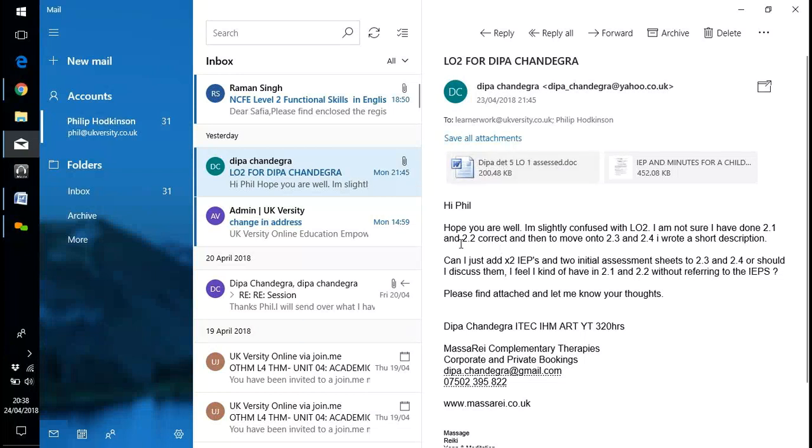But what you've got is slight confusion with LO2. I think we've covered that now. Are you okay with that? Yeah, I just want you to go through 2.1 and 2.2 for me. I know for 2.3 and 2.4, I'd need to just paste in the initial baseline assessment and the IEPs, basically. And I think you're going to ask me to... Exactly, yeah.